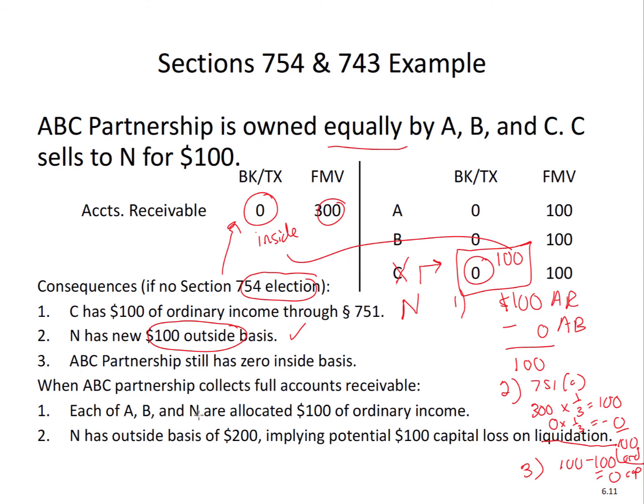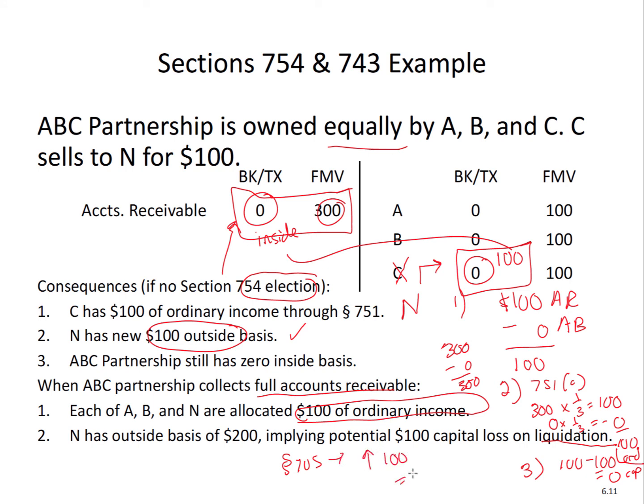But what happens if the partnership collects the full accounts receivable? Well, then each partner is allocated $100 of ordinary income. Why? Because we have this $300 amount, we have this zero amount. So it'd be 300 minus 0, which is 300, times 1/3. Each partner gets $100. That $100 under Section 705 of gain is going to increase N's basis by $100. So now N has $100 plus $100 outside basis, which is $200.